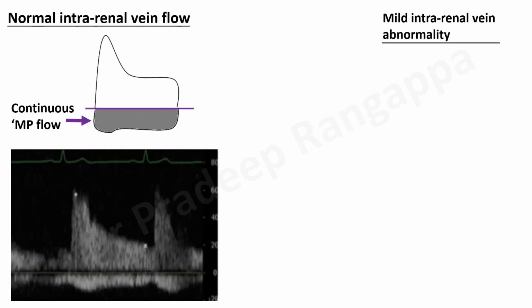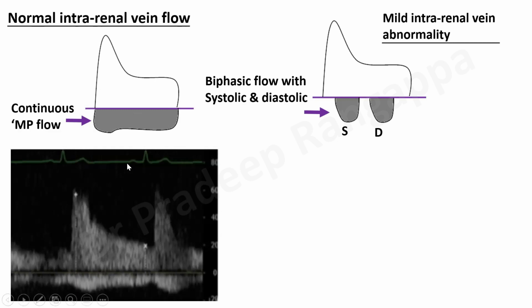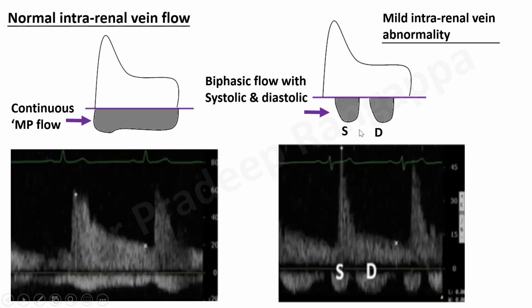If it is a mild intrarenal impairment, you will see a systolic phase and a diastolic phase. It becomes a biphasic flow, with a systole and diastole. You will see two blobs below. In the actual waveform, it looks like this. This is the arterial phase, and there is a systolic and diastolic phase. This is the mild intrarenal vein abnormality.